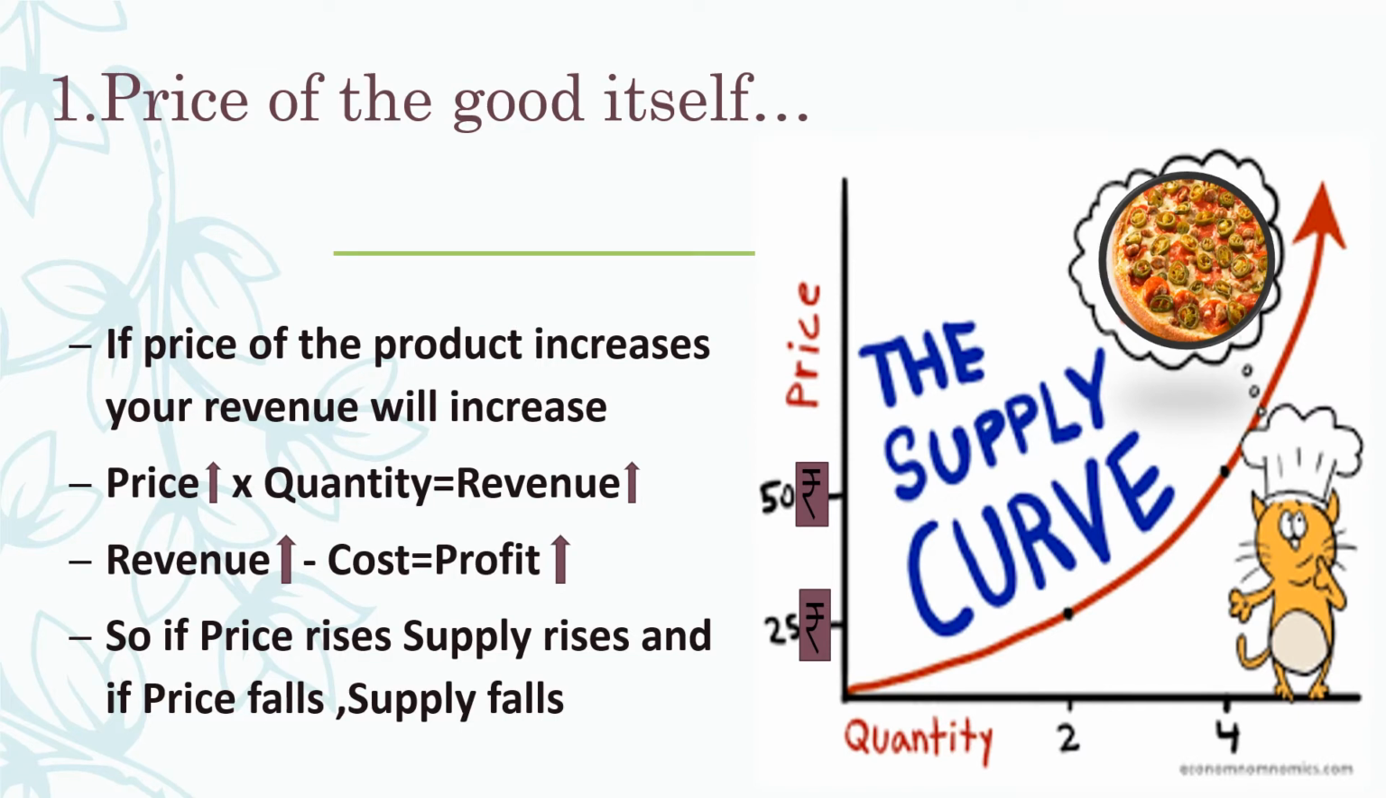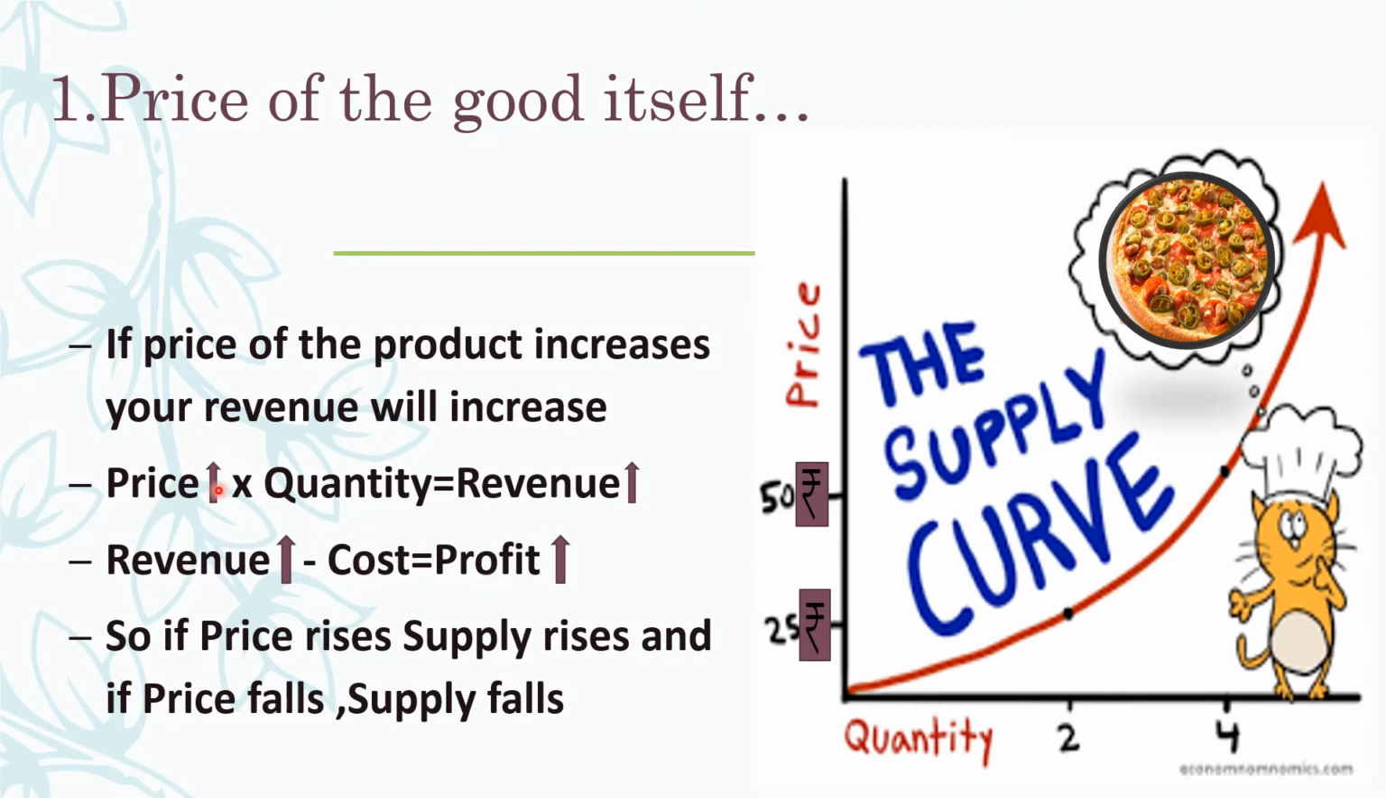Should I produce pizzas? Now we are in a better position to understand what are the factors affecting supply, having put ourselves in the place of a producer or a supplier. Well, the first factor affecting supply, as we know, is the price of the good itself. If the price of the product increases, your revenue will increase. We know that price into quantity gives the revenue to the supplier. And revenue minus cost is the profit.